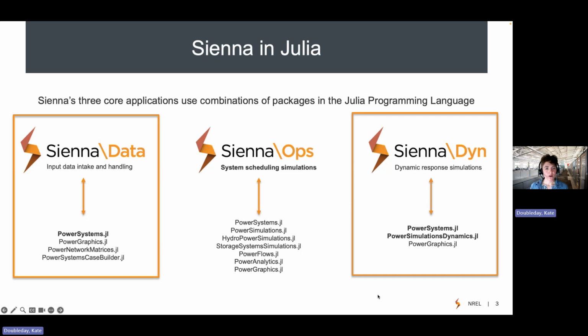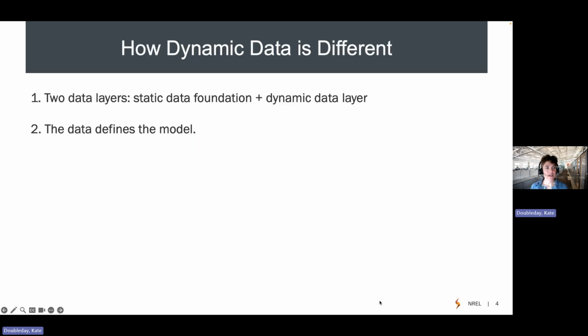So the reason we have a separate tutorial for dynamics data is that there are two important differences between dynamic data and what we call static data in Sienna. And those two differences are that it requires two data layers to enable a dynamic simulation: a foundational layer of static data plus an additional layer of data that describes the dynamic response of components in the system. And the second difference is that the data defines the model. So those are the two ideas that we're going to talk about in this video, starting with the first one, which is the difference between this idea of static and dynamic data.